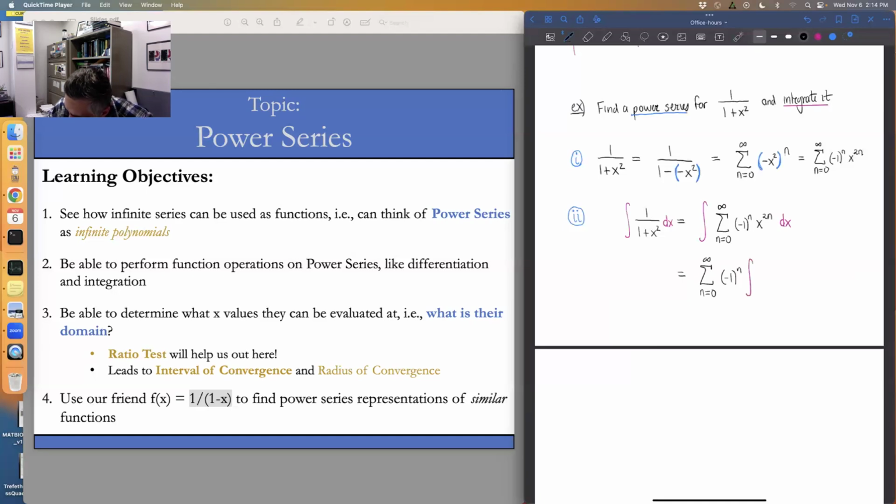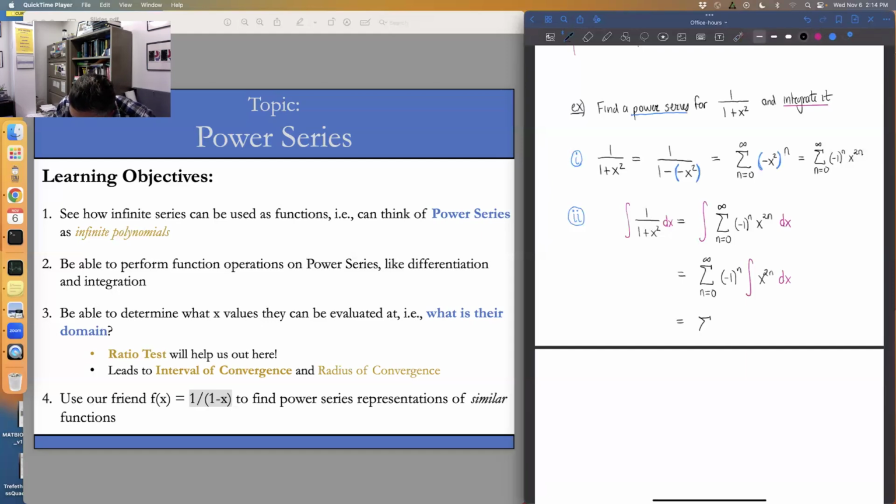So this looks like, oops, that's a 2n. So it looks like the following series to evaluate. Series n equals 0 to infinity of minus 1 to the n times the integral of x to the 2n dx. And now again, this is a power series. The x is just raised to some power. We can use the antiderivative power rule.